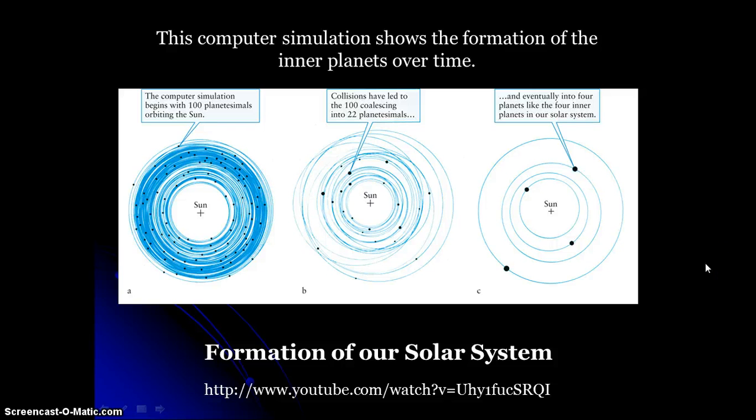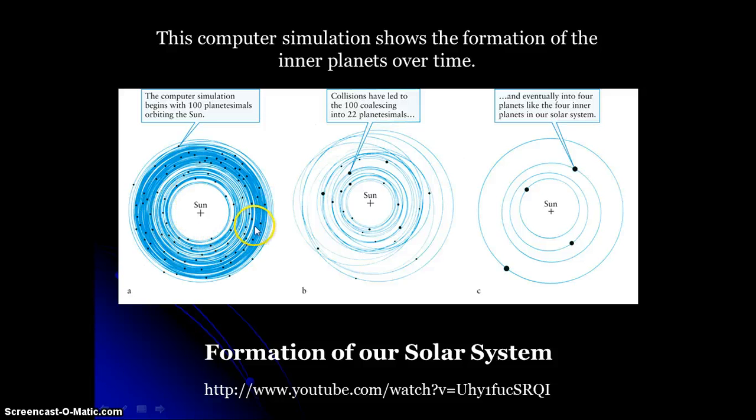So to understand a little bit better how the solar system formed, astronomers have done a lot of simulations of how the inner planets formed. In this case, they start out with 100 planetesimals orbiting an object which has the mass of our sun. You see these little planetesimals swirling around with velocities that keep them in orbits.